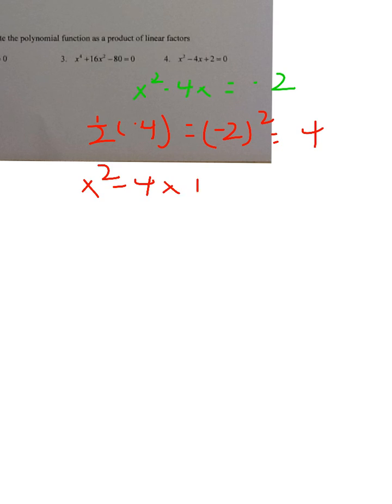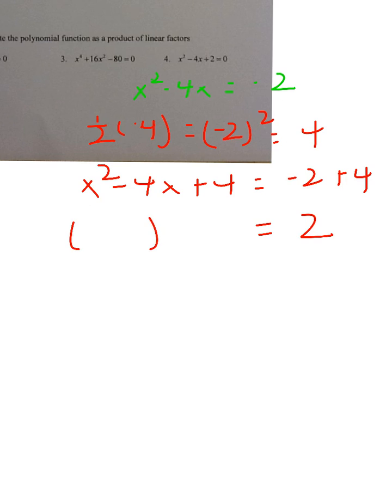So I start off by minusing 2. x squared minus 4x is equal to negative 2. So now I do half of negative 4, which is negative 2. Squared is positive 4. Add that to both sides. I get x squared minus 4x plus 4 equals negative 2 plus 4, which is 2.